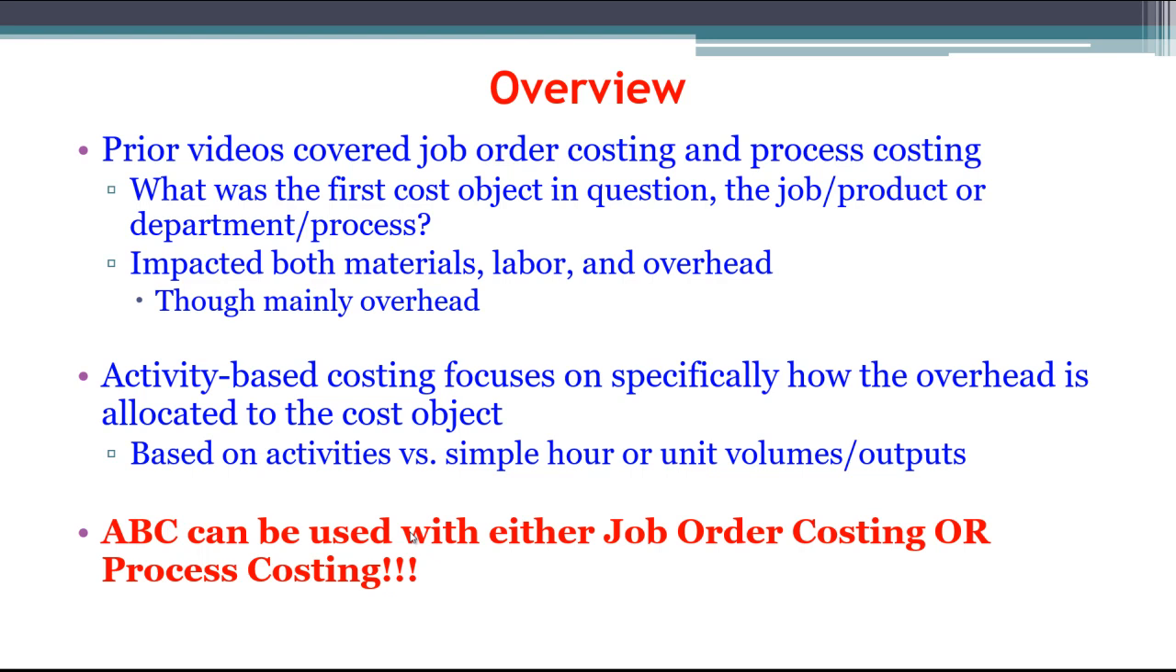Specifically, activity-based costing deals with how the overhead itself is allocated to whatever cost object we're dealing with: the job, the product, the department. So again, the question is, is overhead going to be allocated based on some sort of activity count, which we'll talk about today, versus just a simple labor hour, machine hour, or number of units? Again, ABC can be used with either job order costing or process costing. It works fine with either.